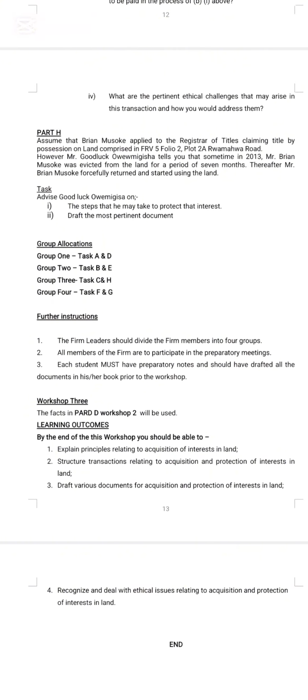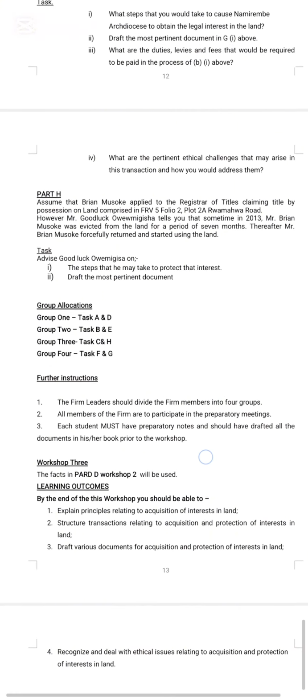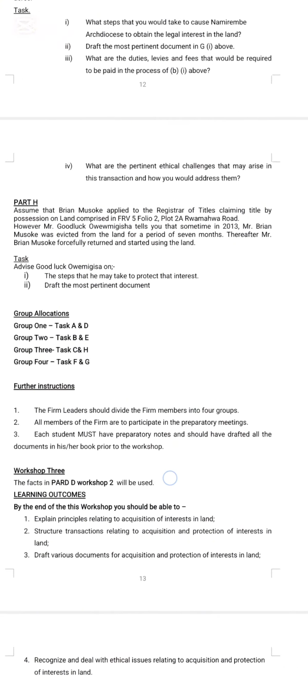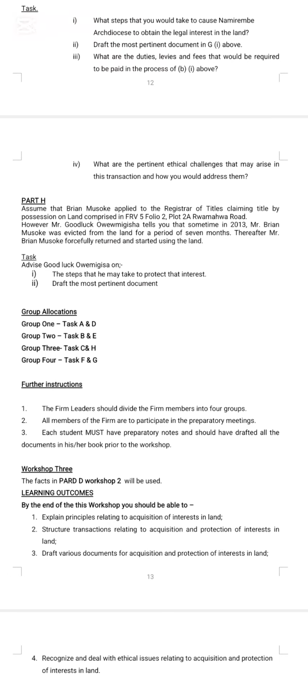Then Part H, assume that Brian Musoke applied to the Register of Titles claiming title by possession on land comprised in Port Bahalod. However, Mr. Goodluck Omisha tells you that sometime in 2013, Mr. Brian Musoke was evicted from the land for a period of 7 months. Thereafter, Mr. Brian Musoke forcefully returned and started using the land. What steps may he take to protect that interest?